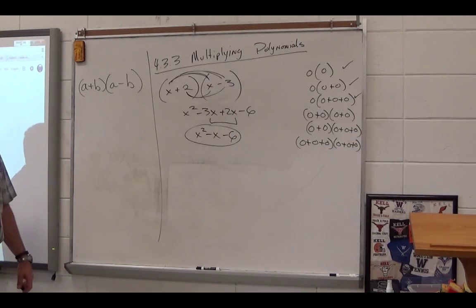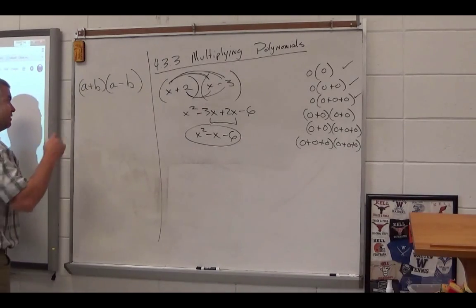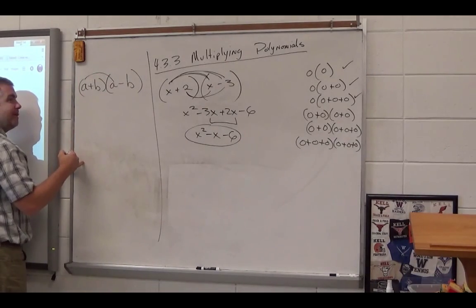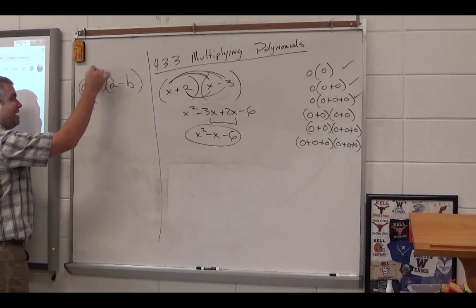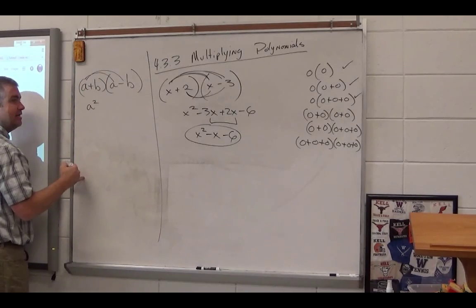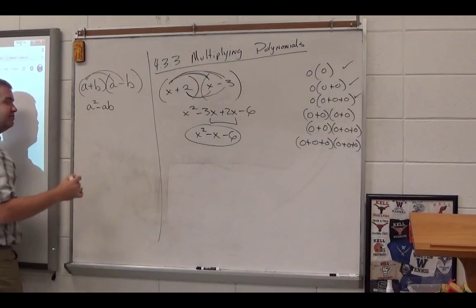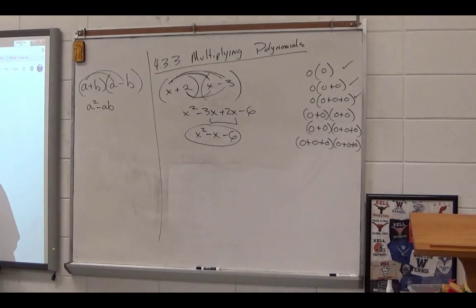All right, because this one's a little different, normally I'd have somebody come up and do it, but because this one's a little different, I'm going to do it for you. A times A is what? A squared. A times negative B. Negative AB. You could put BA, but it's just easier to leave it in alphabetical order. Okay, that's your first step.